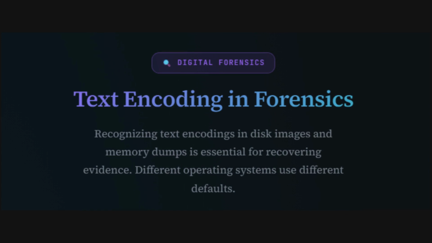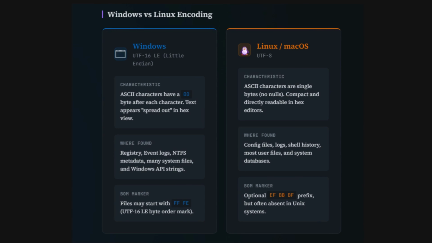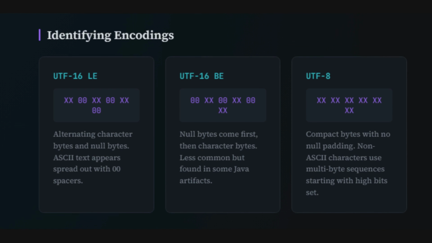If you're performing digital forensics and examining a hard drive or memory dump, you need to recognize text in whatever encoding it's stored. Windows systems often use UTF-16, like we mentioned, while Linux systems typically use UTF-8. Knowing what to look for helps you recover relevant evidence a lot more quickly and effectively.